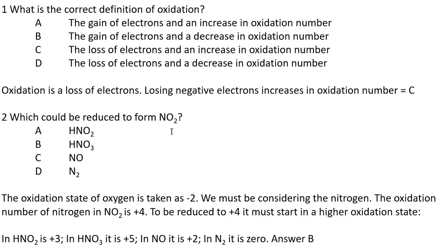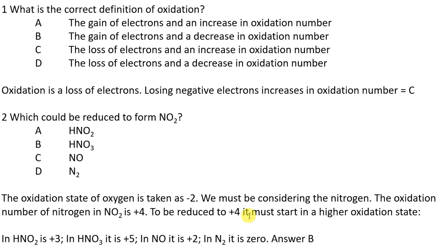What could be reduced to form NO2? Please don't look below. Now, if I look at this, the oxidation state of nitrogen in NO2 is +4, because the oxidation state of oxygen is taken as -2. We've got to be considering that nitrogen. Oxidation number of nitrogen in NO2 is +4. I'm looking immediately: is there an option, A, B, C, D, where there are more oxygens present? Because oxygen is always -2, something else must compensate. And that takes me to B.